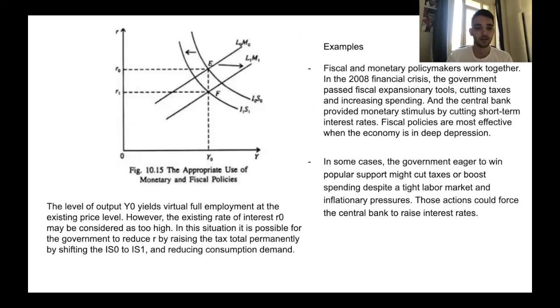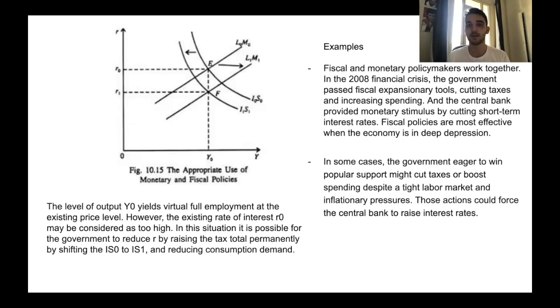In this graph, the level of output Y0 yields virtual full employment at the existing price level. However, the existing rate of interest may be considered too high. In this situation, it is possible for the government to reduce R by raising taxes permanently, shifting the IS to IS1 and reducing consumption demand.